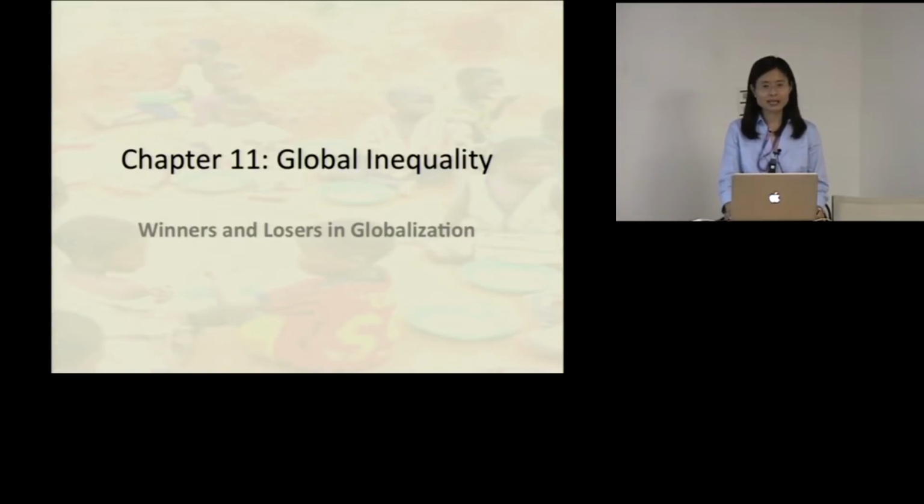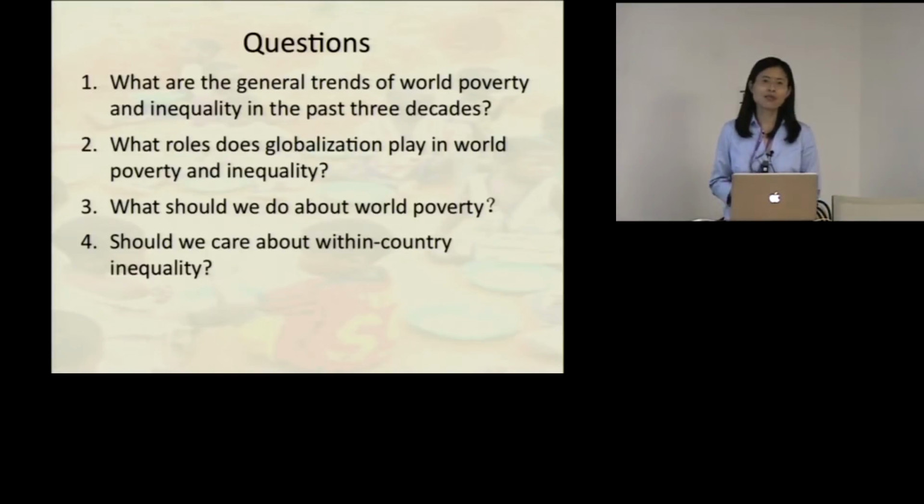Today, we're going to discuss globalization, poverty, and inequality issues. We're going to discuss 4 issues here. The first question is, what are the general trends of world poverty and inequality in the past 3 decades? The second question is, what roles does globalization play in world poverty and inequality? The third question we're going to discuss is, what should we do about world poverty? And finally, we'll discuss, should we care about within-country inequality?